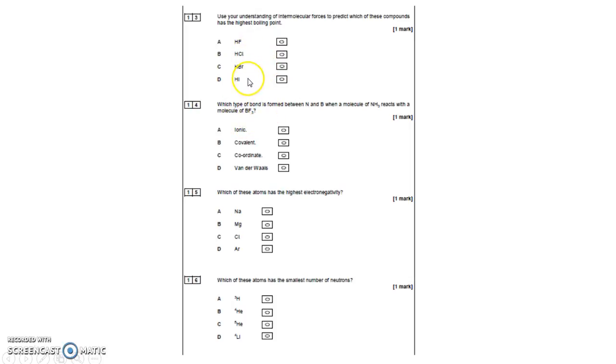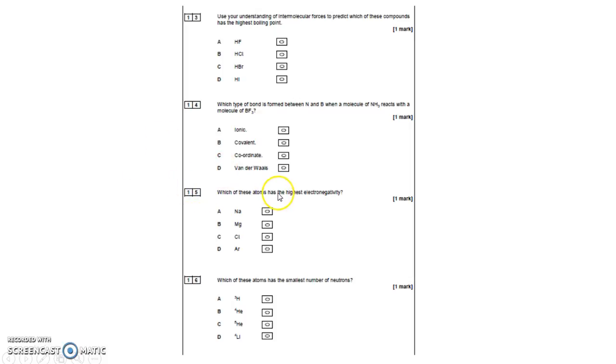Which of the following types of bond form between N and B when a molecule of NH3 reacts with a molecule of BF3? This has got a lone pair, and this lone pair donates the lone pair into a covalent bond. That's called a coordinate bond. So that forms a coordinate bond. So you need to know that NH3 forms coordinate bonds.